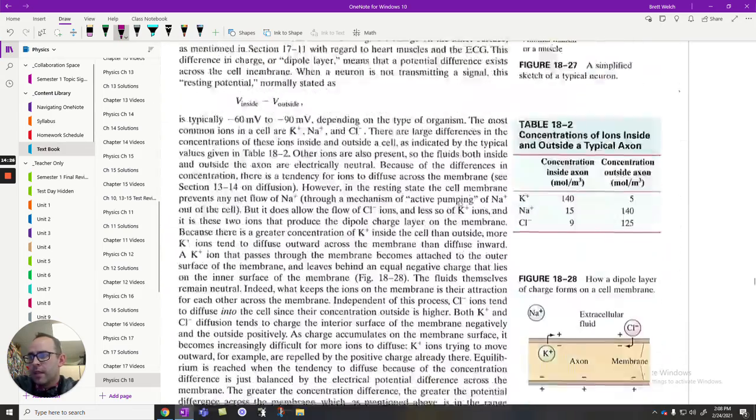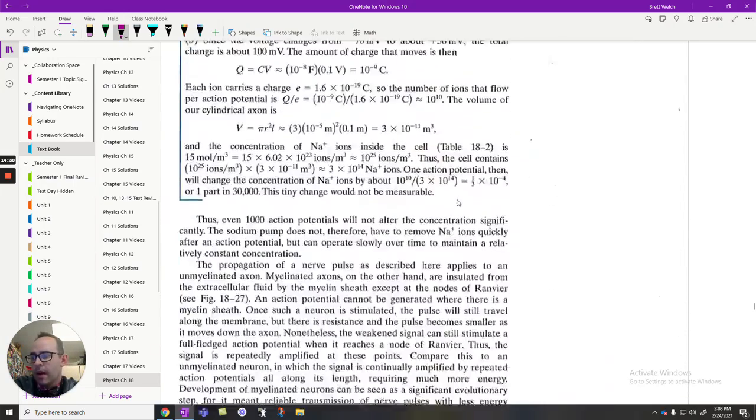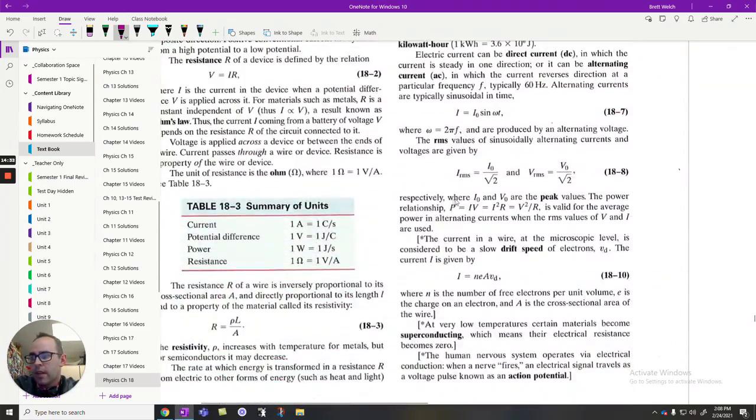Let me see if there's anything else you really need to know. I think that's probably about it. There's a lot of other good stuff, but big idea, power is measured in watts. It's current times voltage. And yeah, here's your units in case you're having a hard time remembering which the units are.